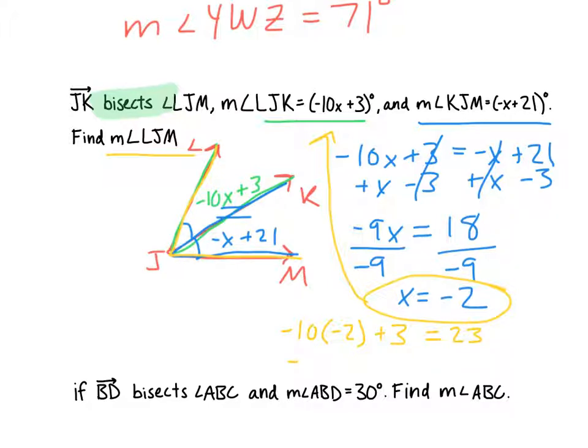We would do negative x plus 21, so negative negative 2 plus 21, and we would get 23. And how do we find LJM? We add them together. So the measure of angle LJM is equal to 46 degrees.